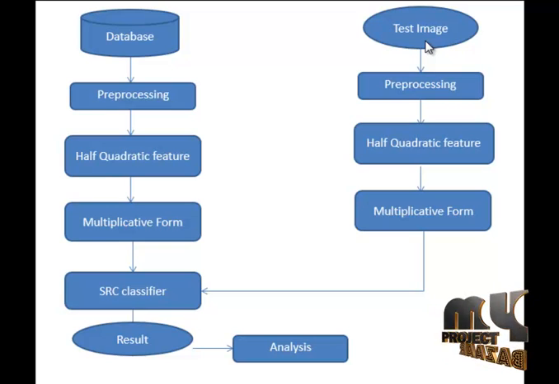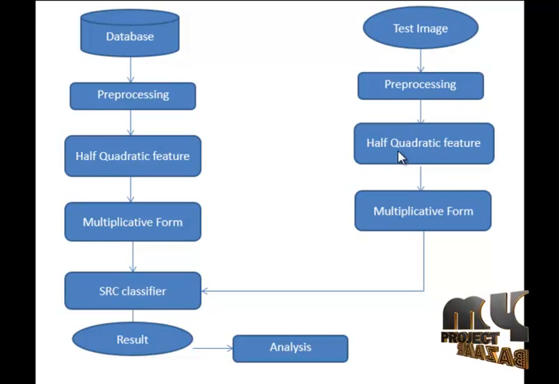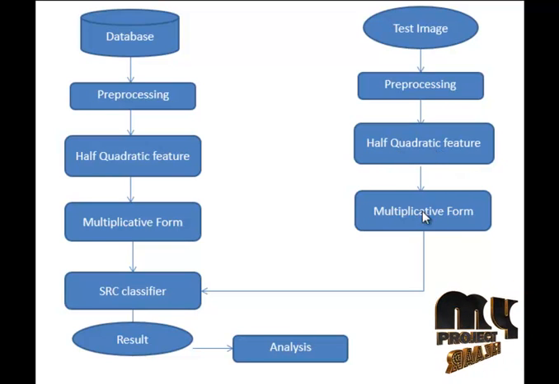So we take the test image and then we apply pre-processing to it. We resize the image to a constant size, and after that we apply a Gaussian filter to it. The Gaussian filter removes the noises in the input image. Then after that we extract the half-quadratic features, which are based on the multiplicative form.